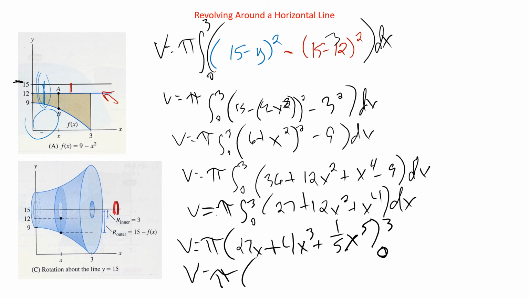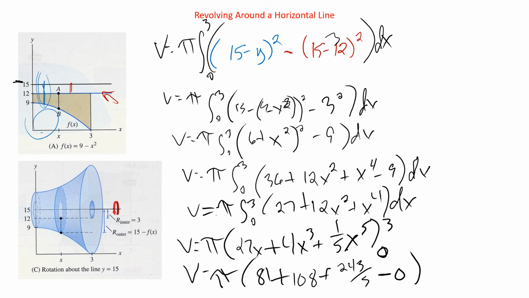So we can plug in 3 to get 27 times 3 is 81 plus, that's 3 cubed is 27 times 4 is 108 plus 3 to the 5th is 243 divided by 5 is 243 fifths minus, plug in 0. And 0 is going to be 0 for all of them.